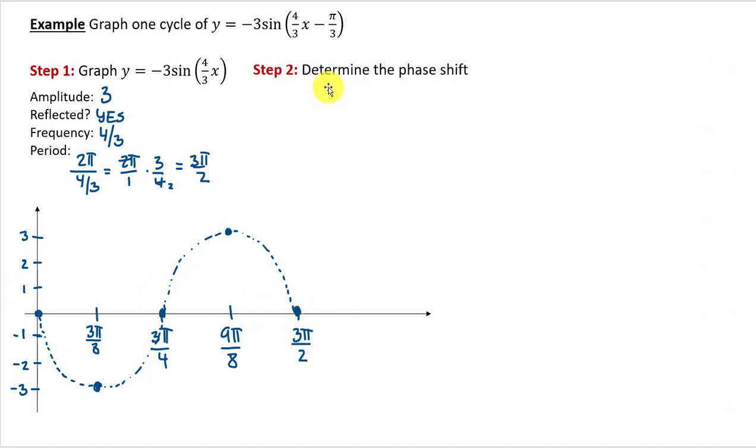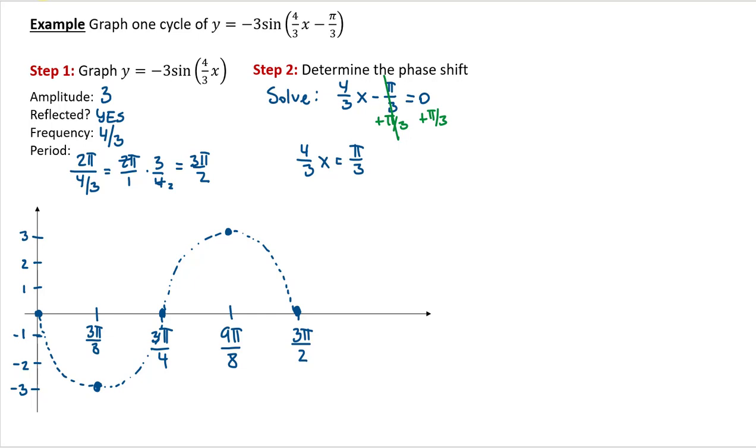To determine the phase shift, we need to take the entire expression that sits inside the parentheses, set it equal to 0, and solve for x. So I need to solve 4 over 3x minus pi over 3 equals 0. To isolate x, first I'm going to add pi over 3 to each side of this equation. That gives me 4 over 3x equals pi over 3.